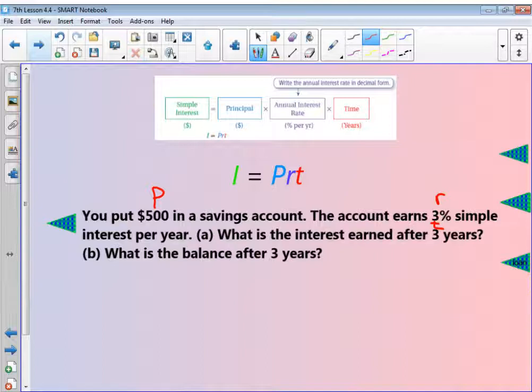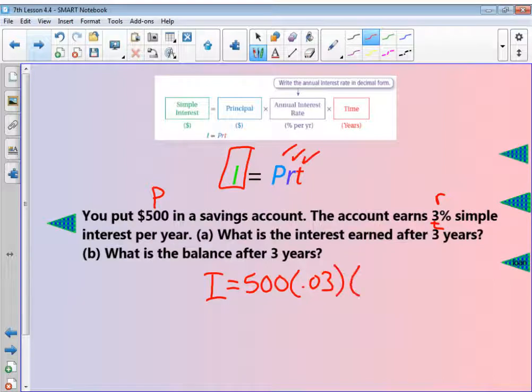So we're going to go ahead and solve for our interest because that's the only letter we don't have. We have our P, we have our R, we have our T. We're solving for I. So I equals $500 times our rate was 3%, so 0.03, times our time of 3 years. Everything else is on the right side, so I'm just going to punch it in the way I see it. 500 times 0.03 times 3 gives us 45. So my interest was $45.